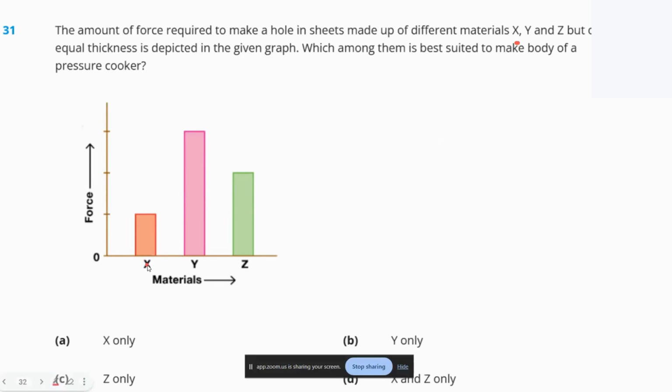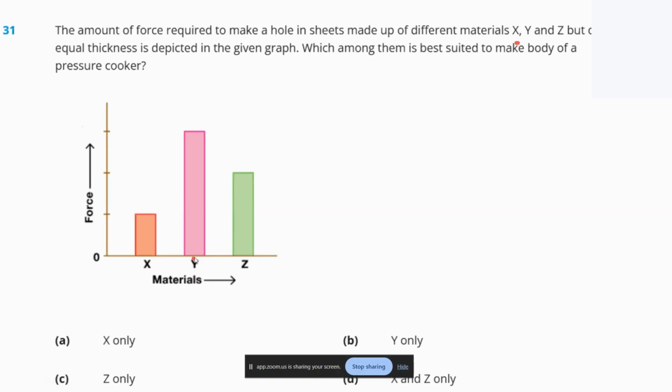In X, very little force is required to create a hole in the sheet of that material. In Y, a maximum amount of force is required to make a hole, and in Z, a medium amount of force is given. So what kind of material would be best suited for making a pressure cooker? Of course, a pressure cooker has to be made with a very hard and tough material, so that it is very difficult to create a hole inside it.